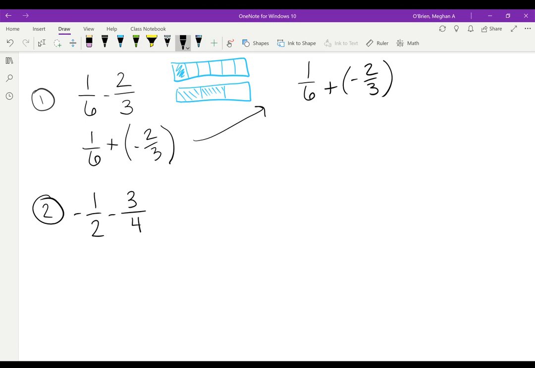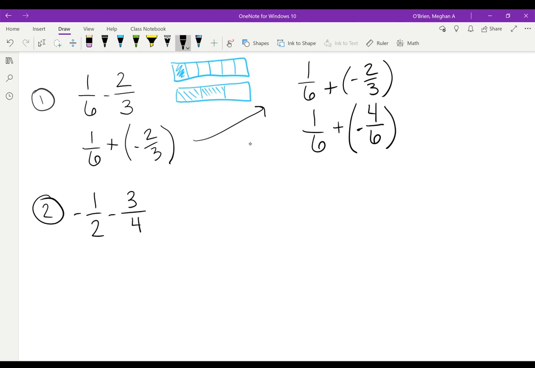If I'm trying to add fractions together, they have to be the same size pieces. So I can rewrite the negative 2/3 into its equivalent fraction out of 6, because thirds can be cut into 6. So this one can stay the same. And this one, 2/3, is equivalent to 4/6. And you can draw pictures to help you with that.